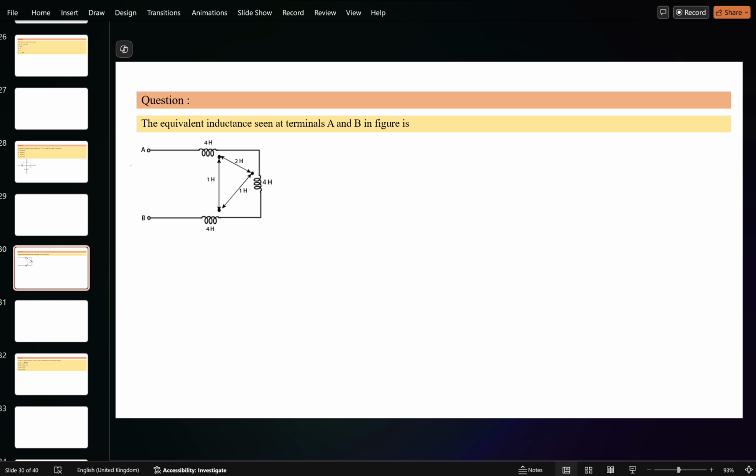Anyone who is not able to understand the self-inductance, mutual inductance, just let me know. These are the dotted terms for the mutual inductance, basically. This is the dots. And the 4 Henry values are the self-inductances, and 2H, 1H is the mutual inductance between the two coils.